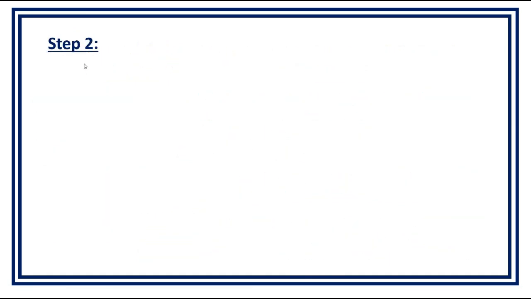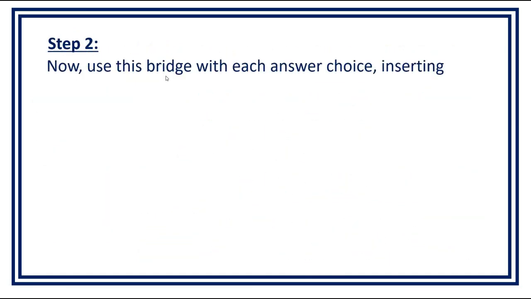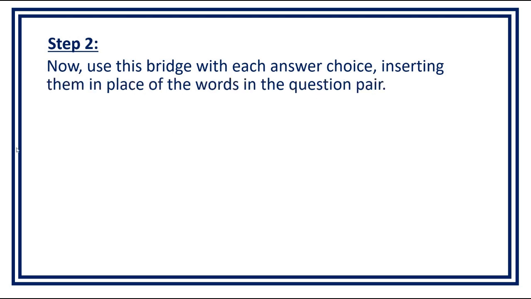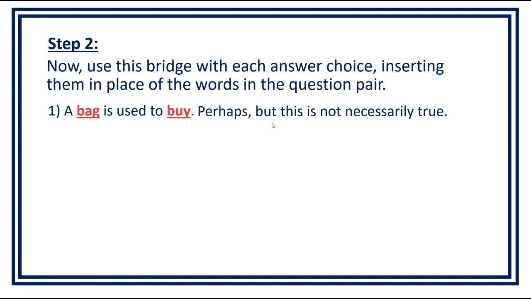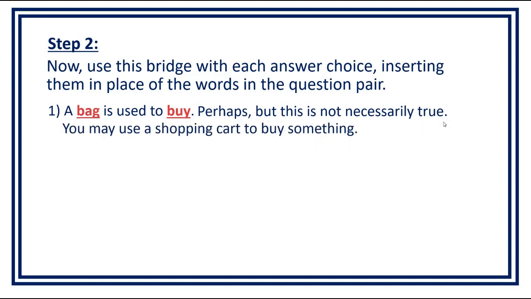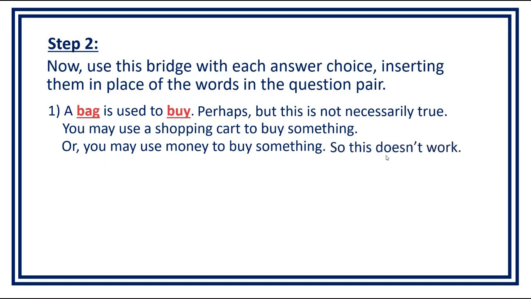Step 2. Now, use this bridge with its answer choice, inserting them in place of the words in the question pair. Number 1. A bag is used to buy. Perhaps, but this is not necessarily true. You may use a shopping cart to buy something, or you may use money to buy something. So this doesn't work.